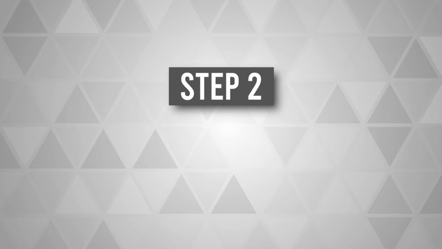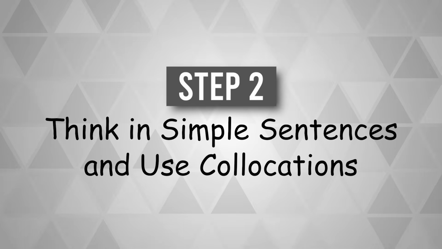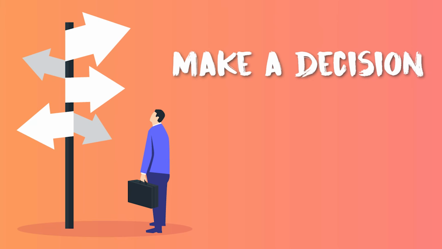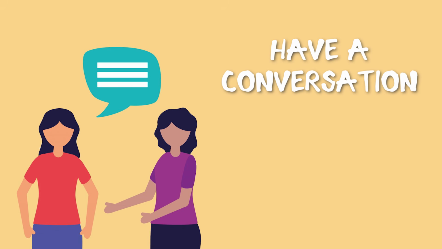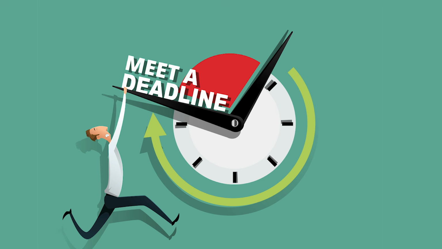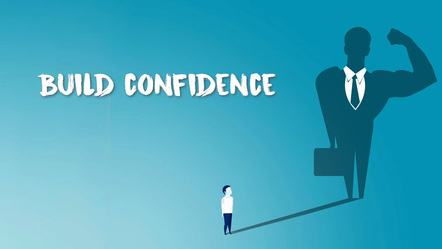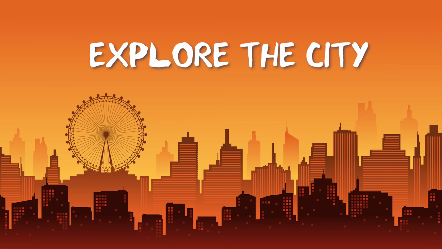And step number 2, think in simple sentences and use collocations. And now we're leveling up. Single words are just like drops in the ocean. But as soon as you start learning connected structures, the language begins to make sense. So instead of single words, learn word combinations. For example, make a decision, take a break, have a conversation, meet a deadline, give feedback, build confidence, explore the city. At the same time, don't aim for complexity.